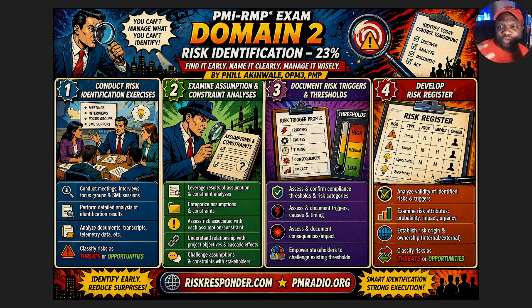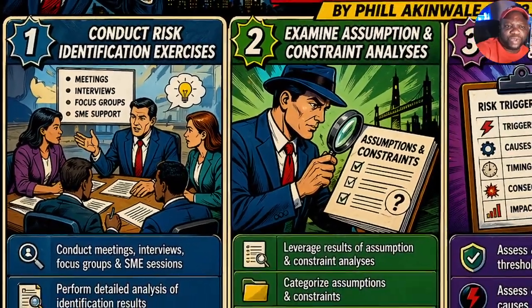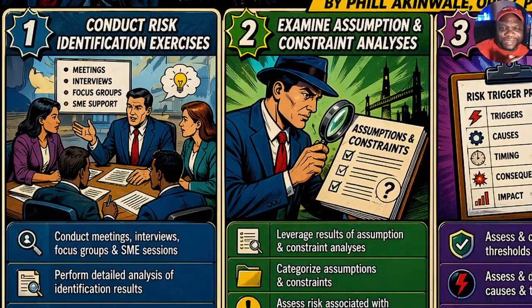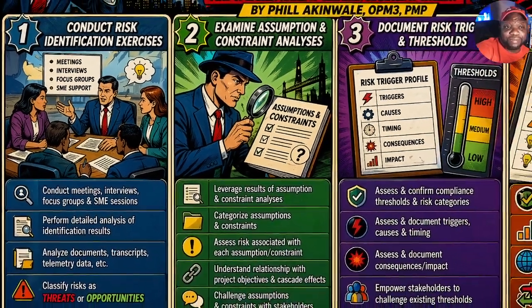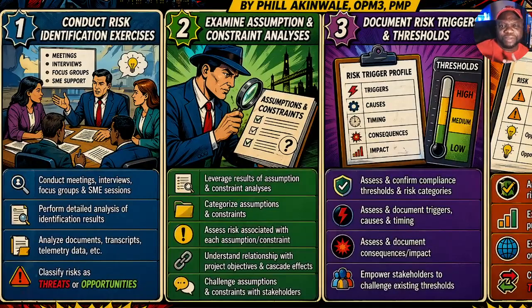The mindset needs to be discover, analyze, document, and act. That's the mindset. So the very first thing that we do here is we conduct risk identification exercises. These could be extremely valuable when you have a team that's ready to think with you as a thinking partner. So we have meetings, interviews, focus groups, subject matter expert support. We're conducting meetings and interviews to really hone in on what could possibly be a risk on this project.